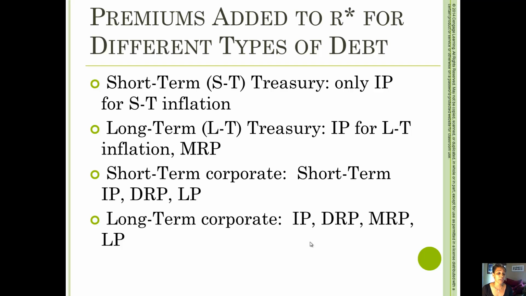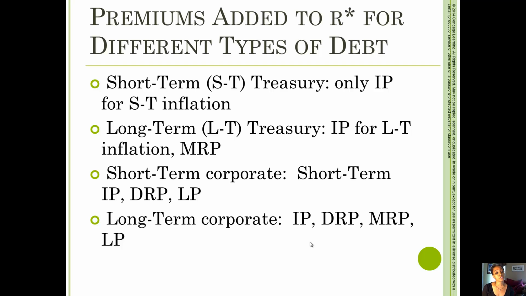If it's a long-term treasury, because remember these treasuries are backed by the full faith and credit of the U.S. government, we're going to add the inflation premium just as we would for a short-term treasury. But because it's long-term, we're going to add the maturity risk premium because we have that time preference for consumption for which we have to be compensated.